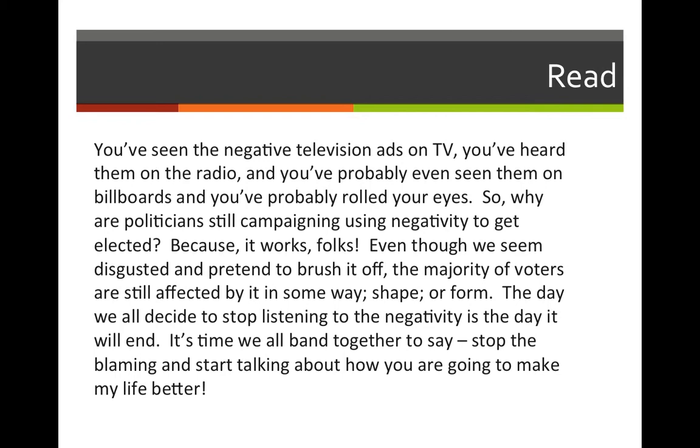Because it works, folks. Even though we seem disgusted and pretend to brush it off, the majority of voters are still affected by it in some way, shape, or form. The day we all decide to stop listening to the negativity is the day it will end. It's time we all band together to say, stop blaming and start talking about how you're going to make my life better.